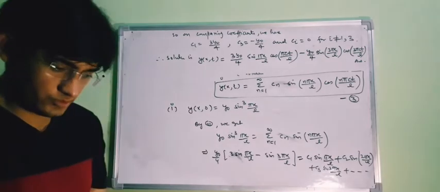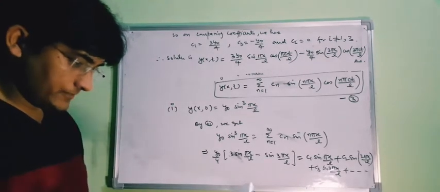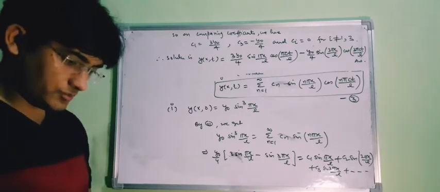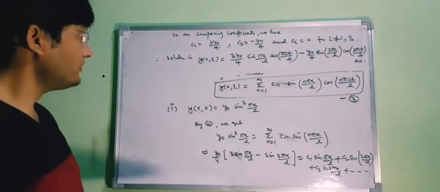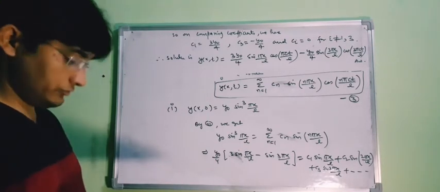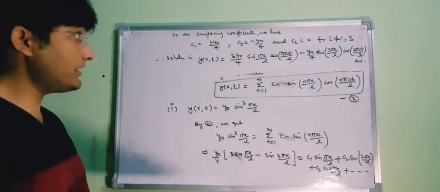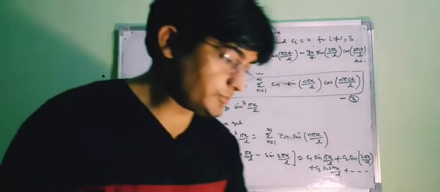Let us cross check it. So the solution for the first part is 3y0 upon 4 sin(pi x upon L) into cos(pi ct upon L) minus y0 upon 4 sin(3 pi x upon L) into cos(3 pi ct upon L). So this is the solution of the first part.